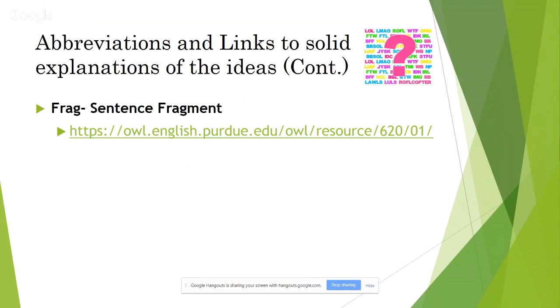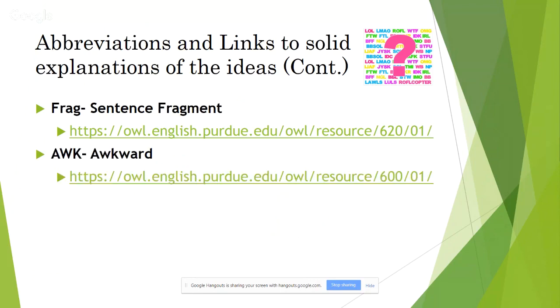Sentence fragment. I do get this a lot because I think students will often write how they speak, and spoken language is often in sentence fragments, but you need to have a complete sentence. Subject, object, verb, at minimum, needs to be in that sentence. If I write AWK, it means the sentence is awkward. Chances are the sentence is grammatically correct, but it sounds funny, or the syntax, the way the words are put together, isn't quite right.